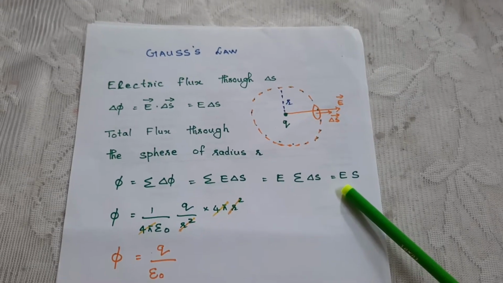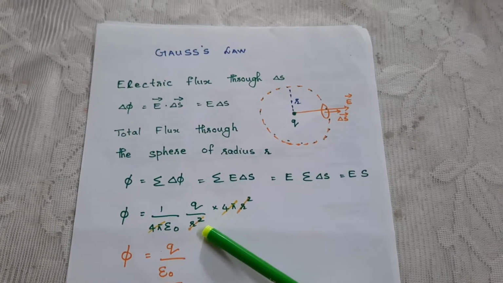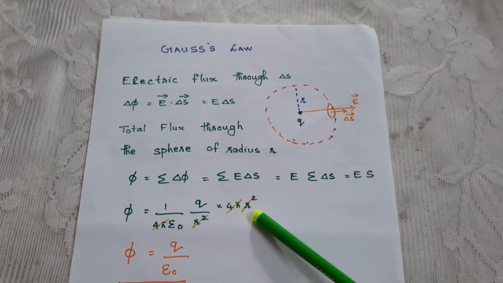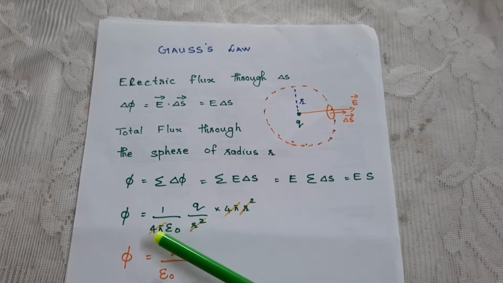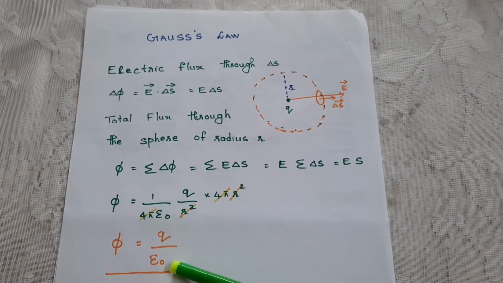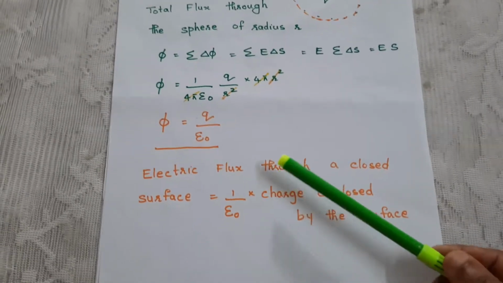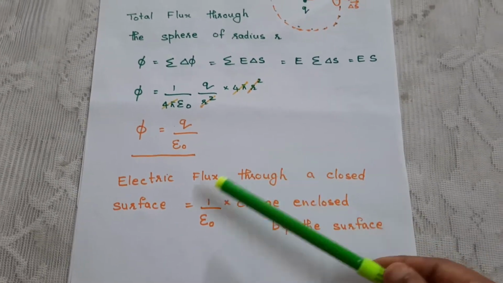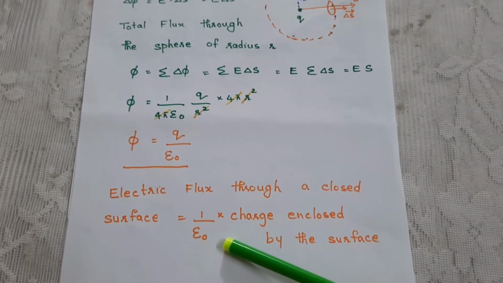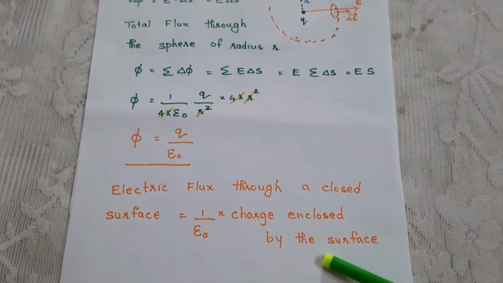Electric field due to a point charge is 1 by 4 pi epsilon 0 into Q by r square, and the surface area S is 4 pi r square. So phi is equal to Q by epsilon 0. This is known as Gauss's law. Total electric flux through a closed surface is 1 by epsilon 0 times the charge enclosed by the surface.